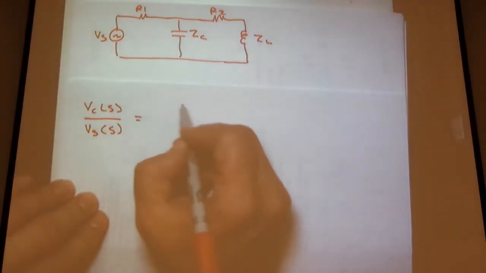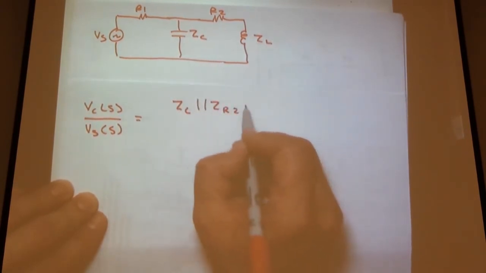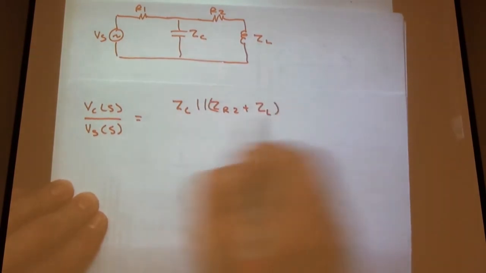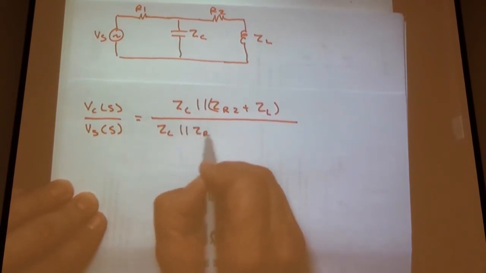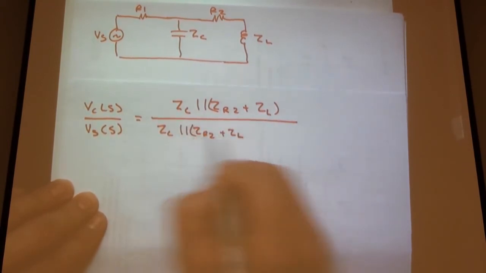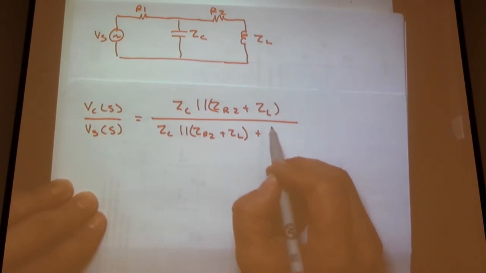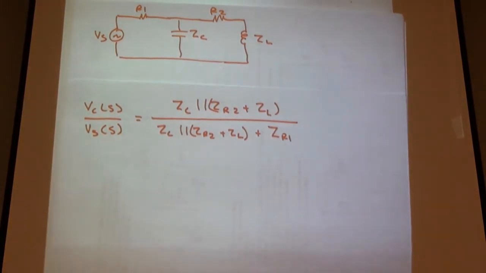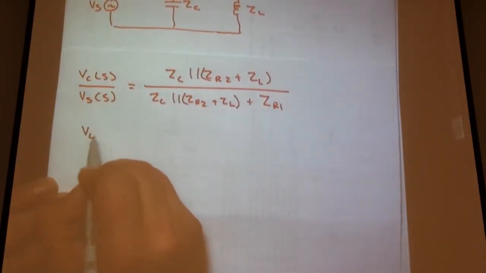We can write this as ZC in parallel with ZR2 plus ZL, parentheses, all over ZC in parallel with ZR2 plus ZL. That's one way of writing it. But I think I'm going to go back and do our node analysis because we had that as well. So that's one way we can go through, do circuit reduction. It's reasonable. Alternatively, we can do what we just said, VC of S.